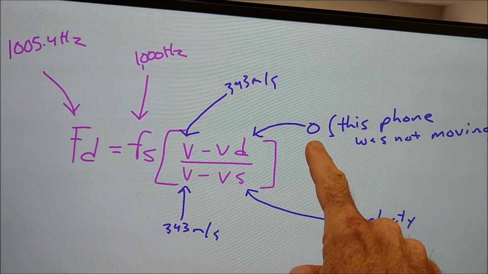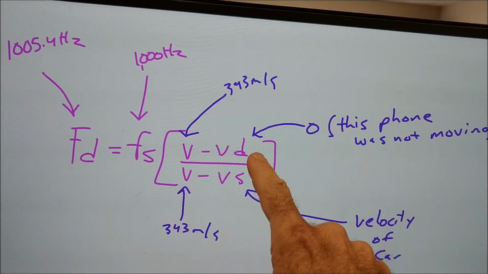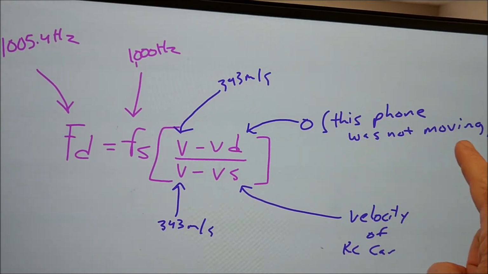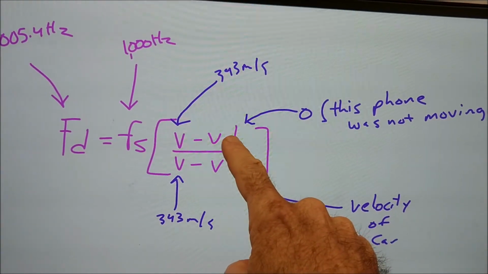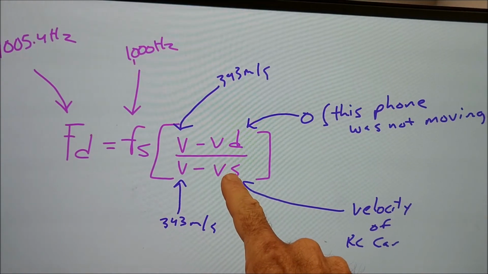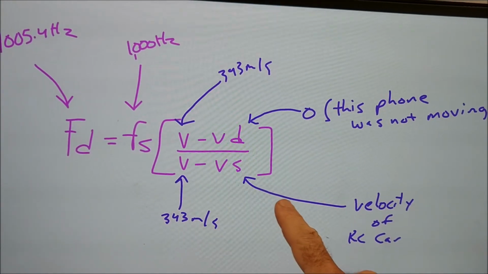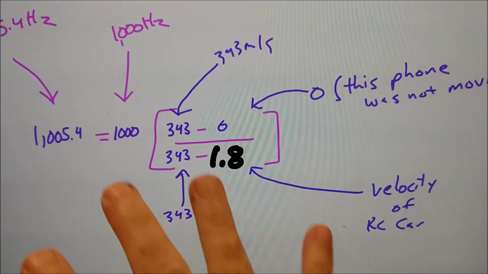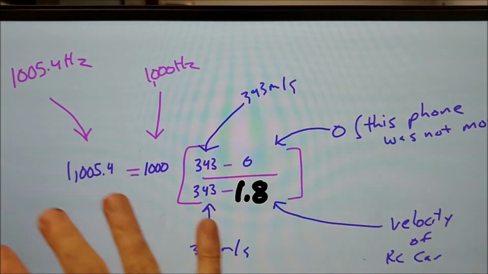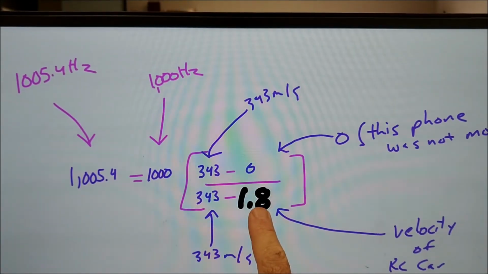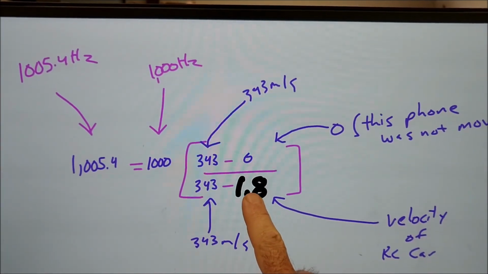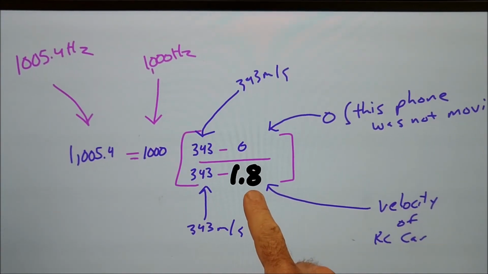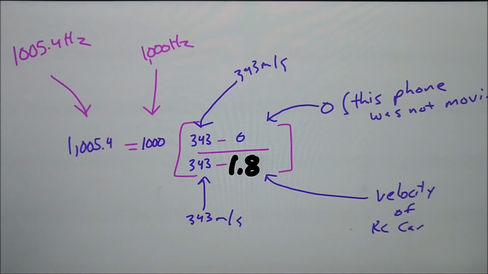The phone that was listening, or the detector, was just hanging from the chair, so that phone was not moving, so that's a 0. And then this is what we're looking for, the velocity of the sender, or in other words, the velocity of the RC car. And when you work the whole formula out, you end up with 1.8 meters per second as the velocity of our RC car. So it works.